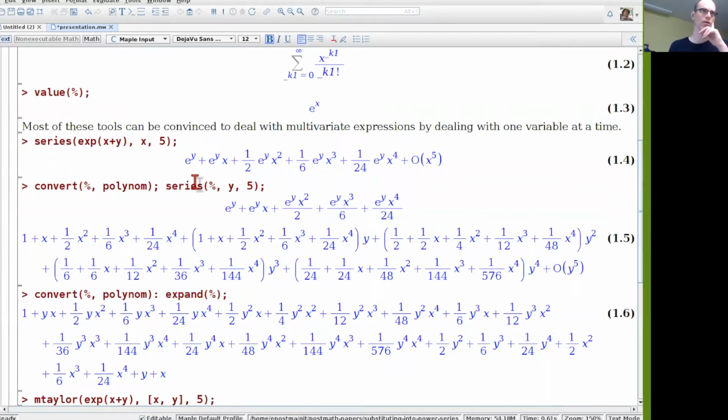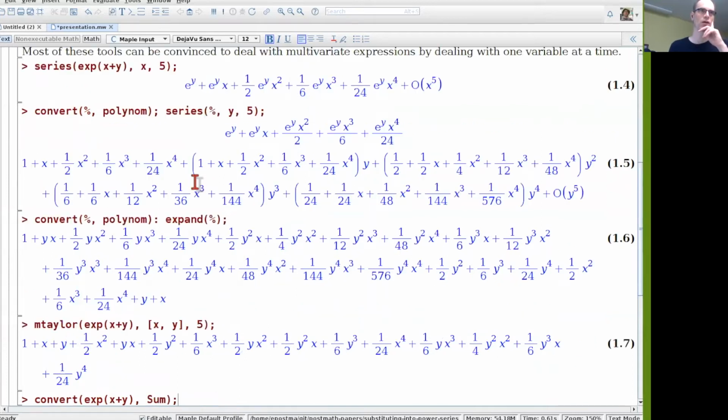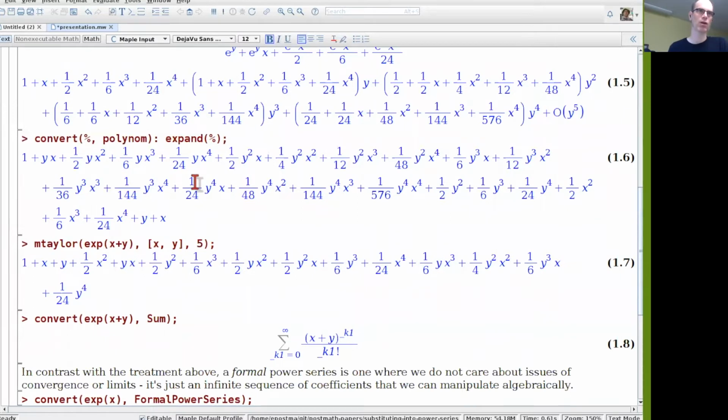There's also the mtaylor command, which is meant to be used with multivariate expressions, and that will give you the terms of homogeneous degree less than 5, which is usually more likely to be what you want. In this case, convert sum happens to do the right thing, but it's not necessarily meant to do that in all cases. So we might have to do the same thing we did with series.